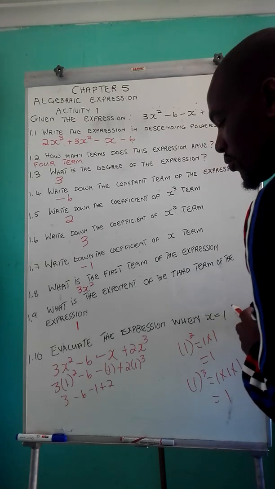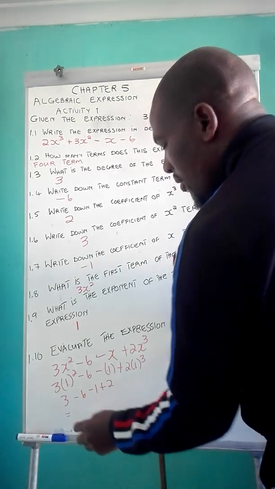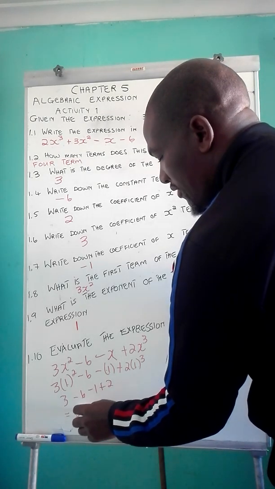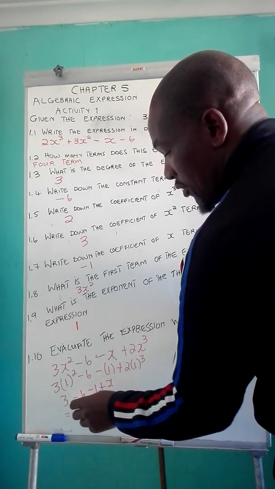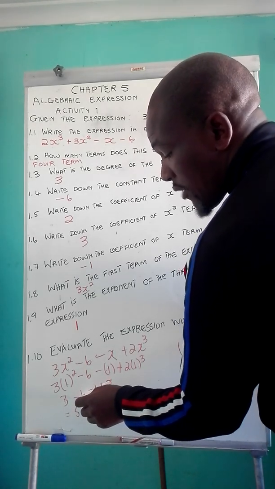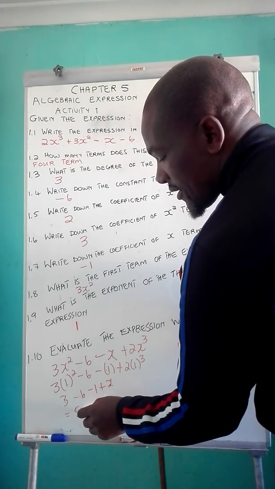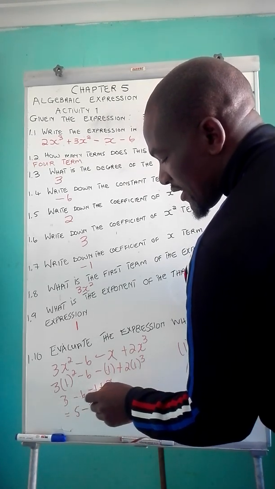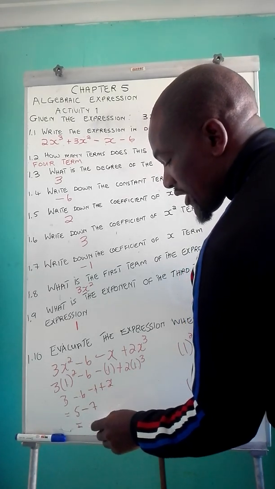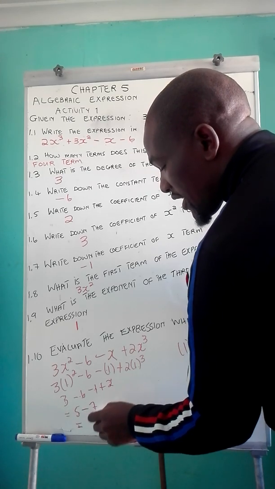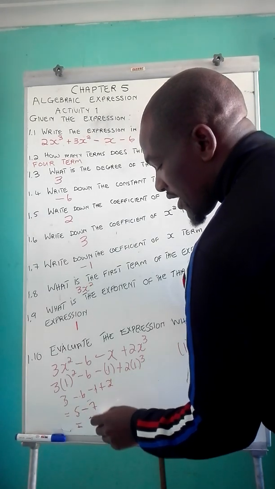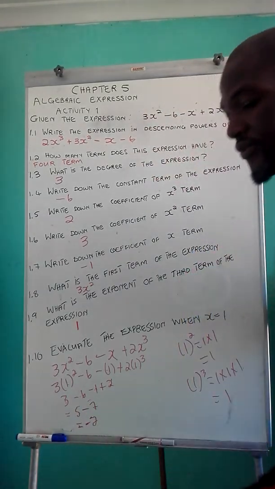Let's start with the positive. What is 3 plus 2? It's 5. Because when signs are the same, you add and keep the sign. What is -6 minus 1? It's -7. But when the signs are different, you subtract. So what is 5 minus 7? It's 2, but I must take the sign of the bigger number, and the bigger number is -7. So it's going to be -2. That's it.